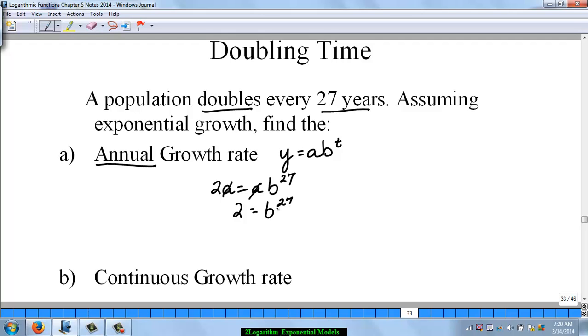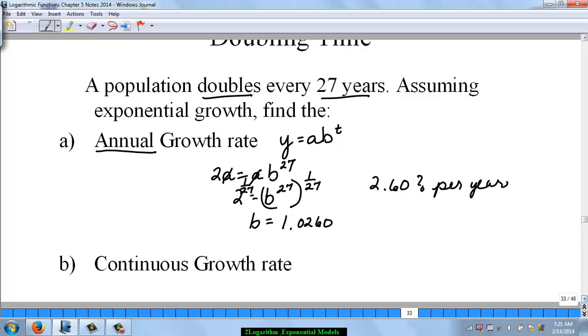Now here's where everybody's so used to logging, like, oh, we have to log that. I said no, because the b is down low. So this is where you're going to raise it up to the 1 over 27. Don't think you're going to log everything. The only time you log it is if it's an exponent. Now when I raise it up, I get my b to come out to be 1.0260, and I'm happy because it's over 1. Move it over 2 decimal places, so it's 2.60% per year is my actual growth rate if a population doubles every 27 years.